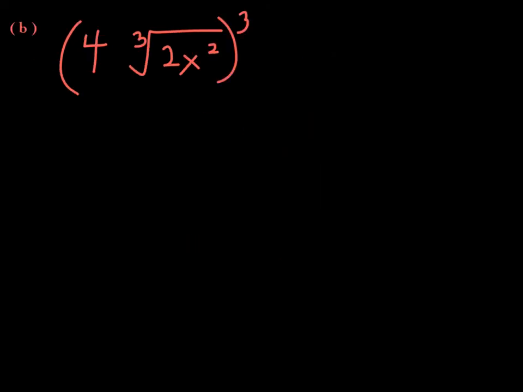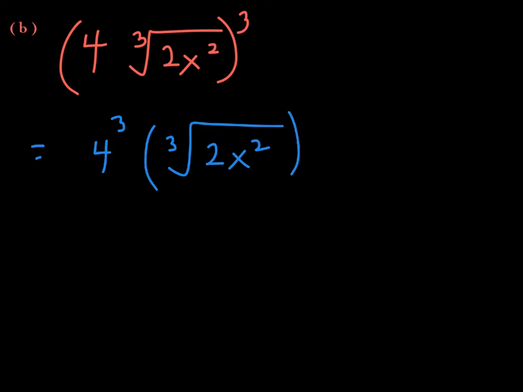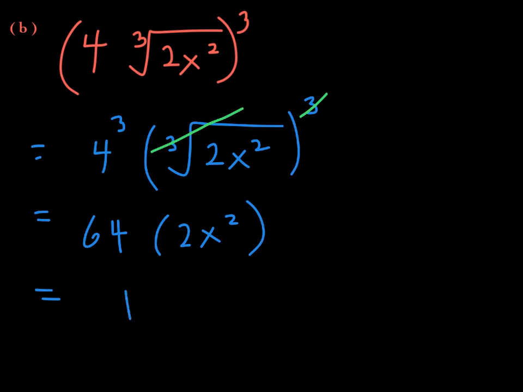All right, we have 4 times the cube root of 2x squared, quantity cubed. Now we're going to have to cube everything that's inside of these parentheses. Cube everything that's inside the parentheses. So in other words, we're going to have to cube 4, and we have to cube this cube root, like that. All right, 4 cubed is 64, and then here we go. The cubing action cancels the cube root action, so you're just left with 2x squared. So 64 times 2 is 128, and then x squared is the answer.